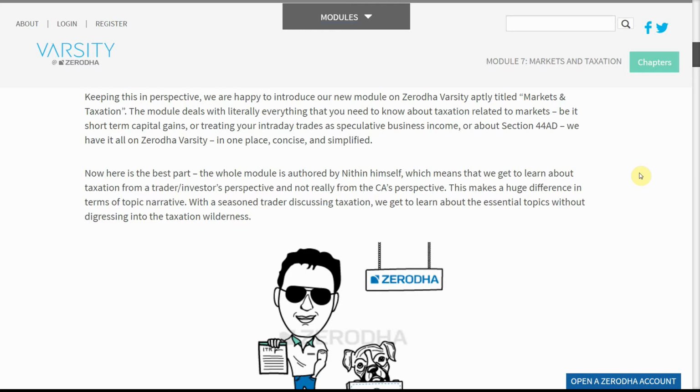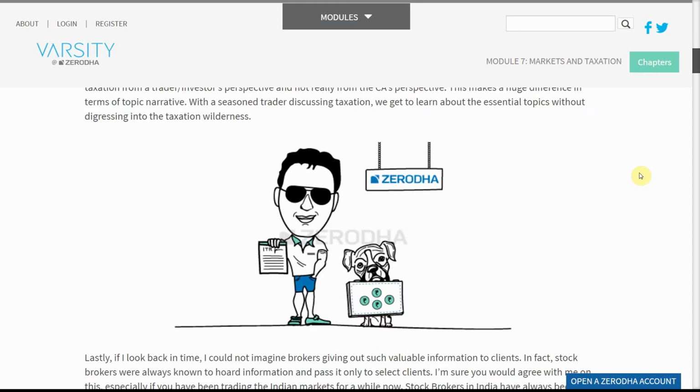Concise and simplified. Now here is the best part: the whole module is authored by Nithin himself, which means that we get to learn about taxation from a trader's, investor's perspective and not really from the CA's perspective. This makes a huge difference in terms of topic narrative. With a seasoned trader discussing taxation, we get to learn about the essential topics without digressing into the taxation wilderness.